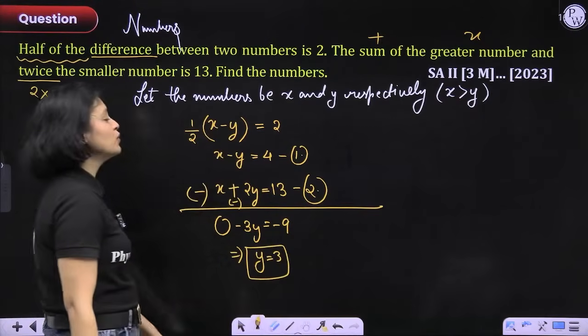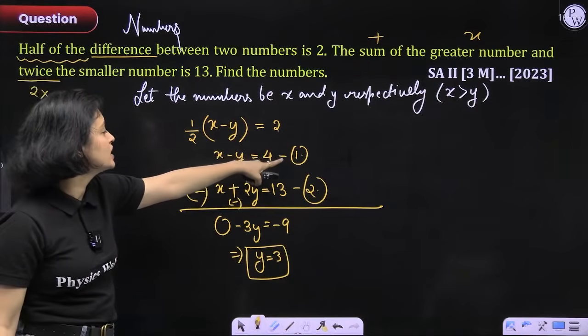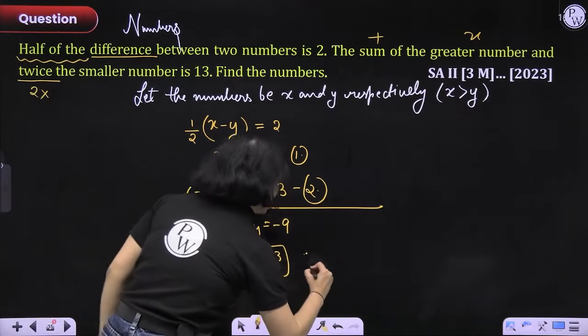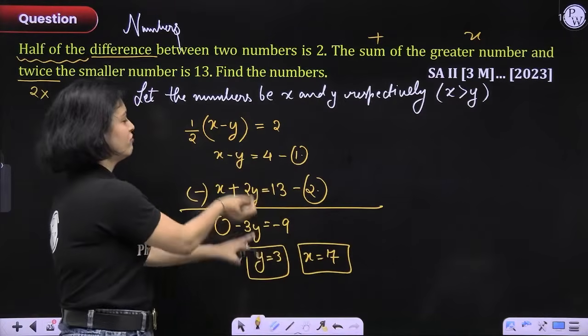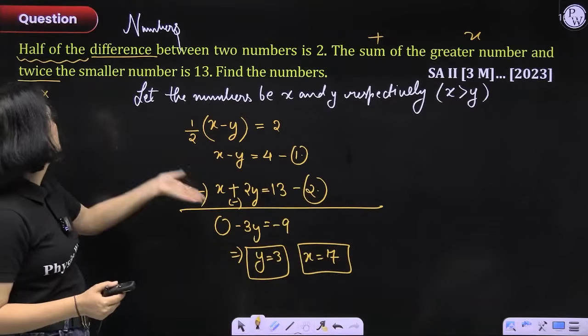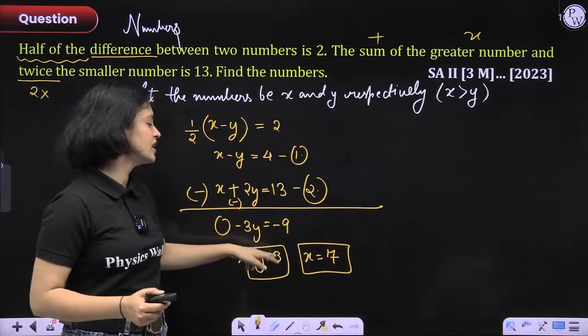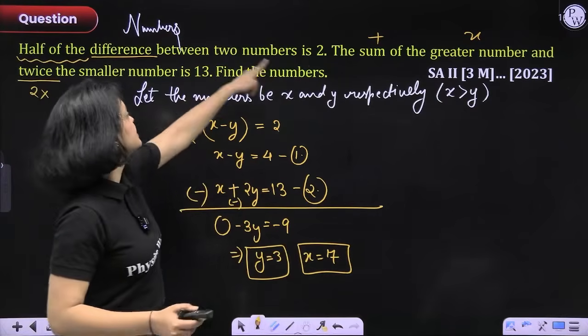Right? Now, what would be x? You can just put y as 3 here. So, x would come out to be 7. x is equal to 7. Right? You just plug in the value of y in any one of the equations, you will get x. Okay? Now you can check also, like the difference 7 minus 3 is what? 4, and half of 4 is 2. So yes, this is 2.